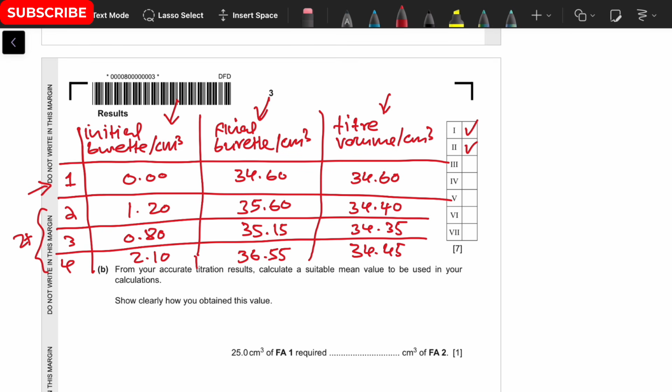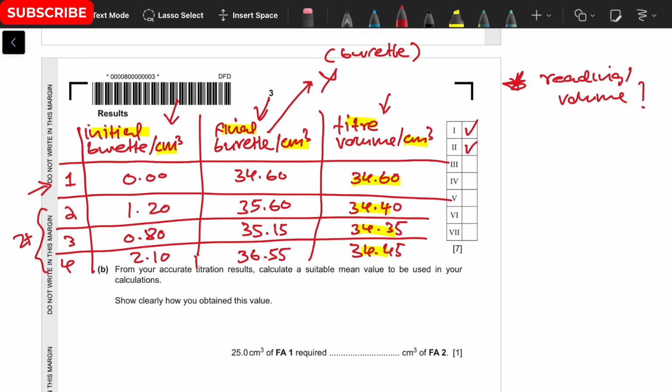Our second mark is for having titer values recorded for accurate titrations, as well as having correct headings and units. Don't forget your units. There must be an initial burette reading or volume. So really, you must use the term reading or volume. I have written just burette to do it faster, but really, burette in the mark scheme is actually in brackets, so it isn't necessary to obtain the mark. However, you would need to mention reading or volume, and then you do that for final, and then you also need to have a titer volume, or you could say Fa2 added, centimeters cubed, and obviously a mark for the units. This is all for mark 2, okay?